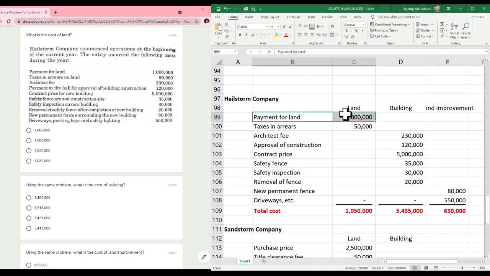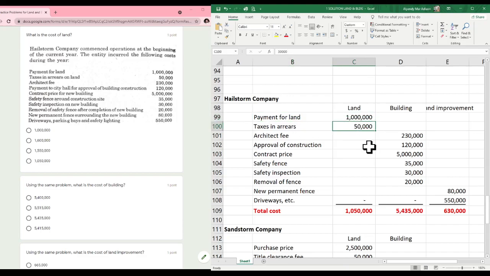Taxes in arrears on land. So class, taxes in arrears, in other words, these are also unpaid taxes. Okay, so again, when we say unpaid taxes or taxes in arrears, up to the date of acquisition, that is to be accounted for as cost of the land.